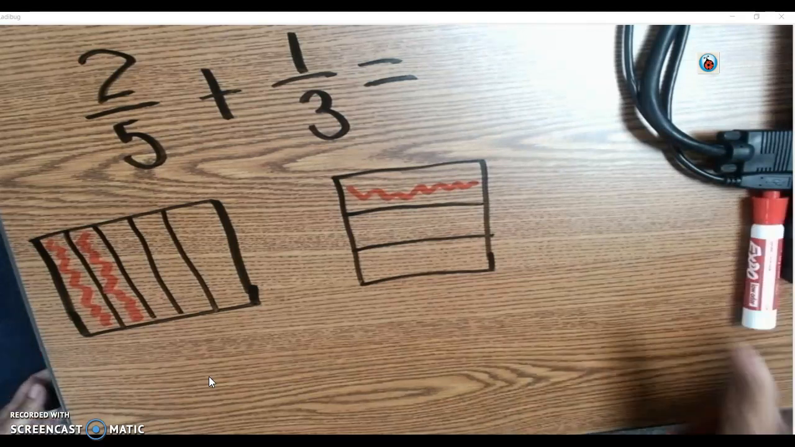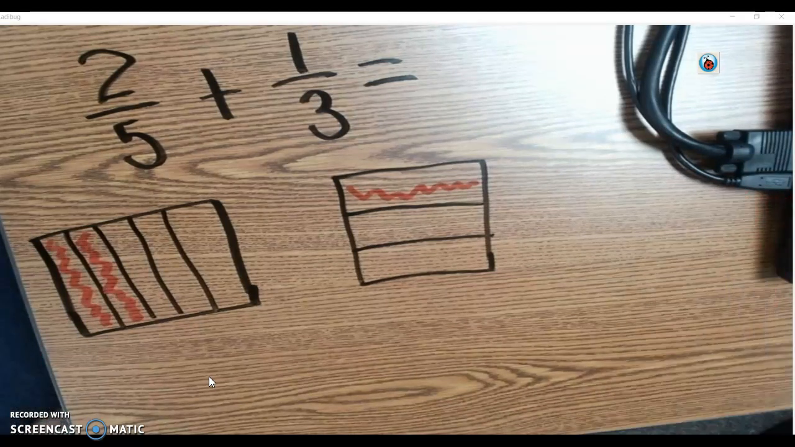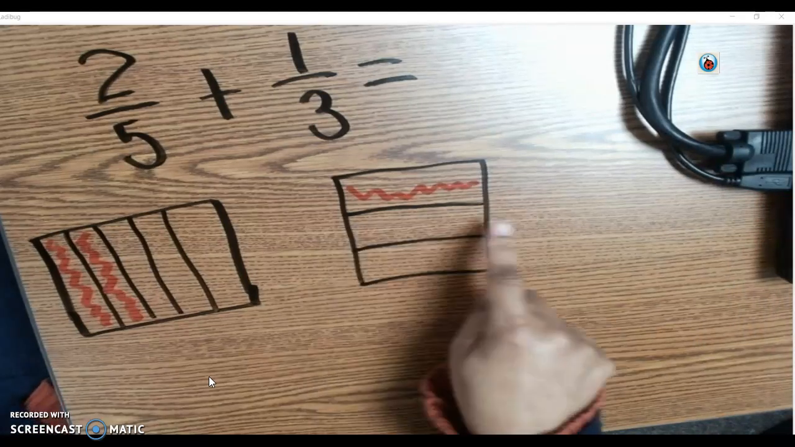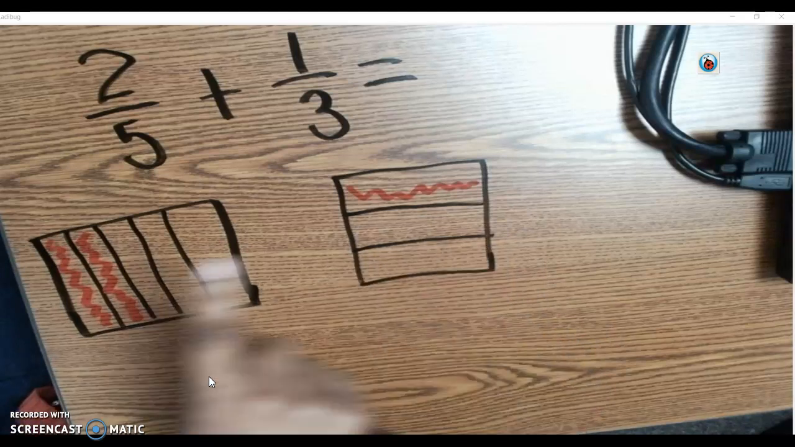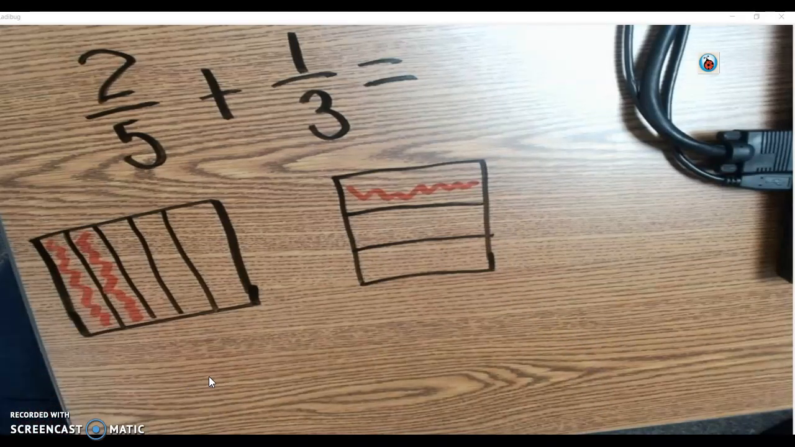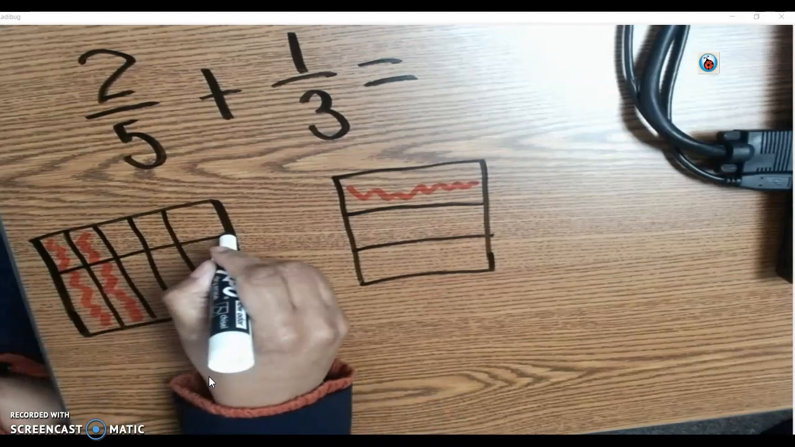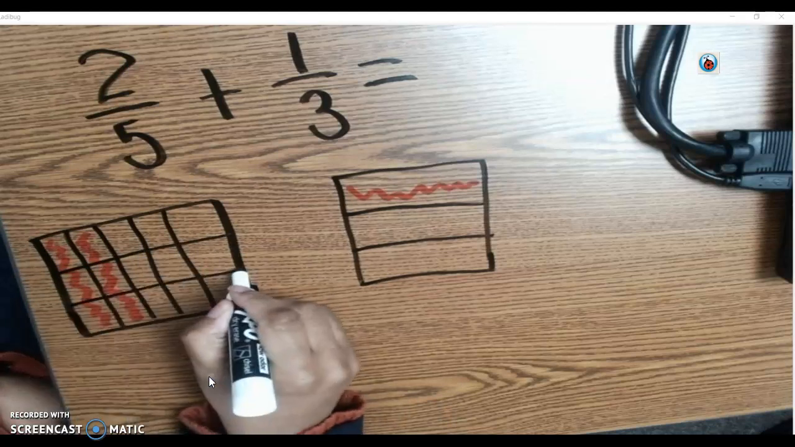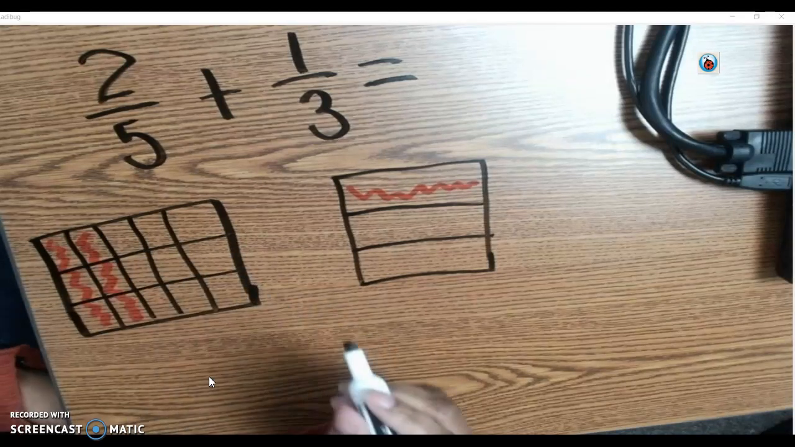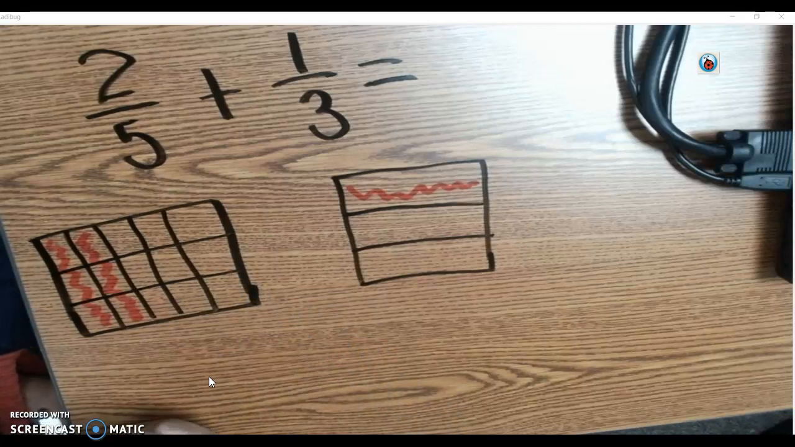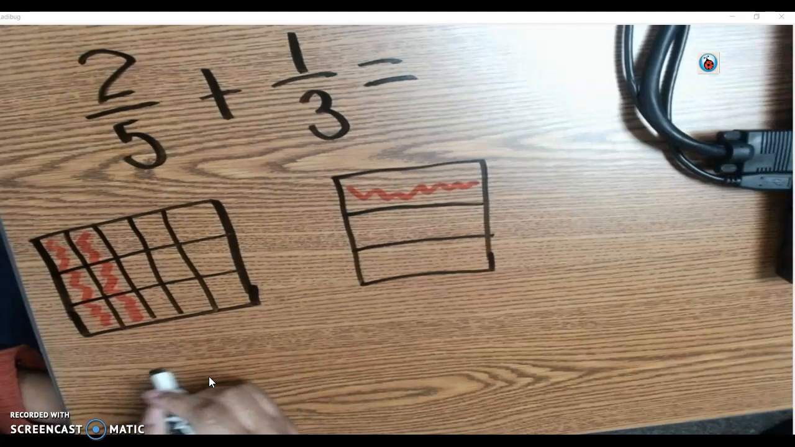So now I'm going to create equivalent fractions. Well, Ms. Wright, how are you going to do that? Well, these lines that I have going across, I'm going to put them over here so that both boxes will look the same. So I'm going to draw my 1, 2 lines over here, and I'm going to identify what the equivalent fraction is.